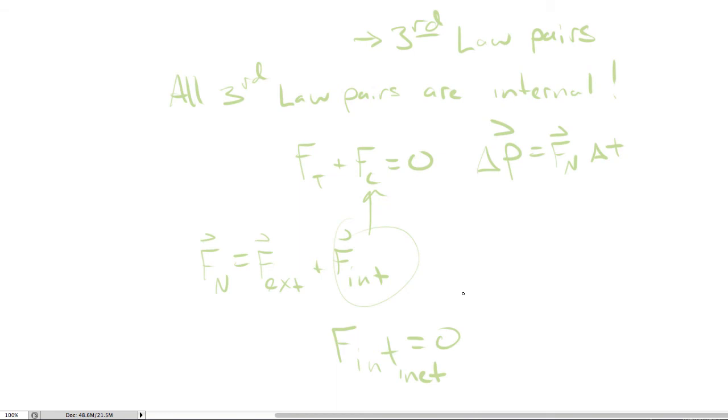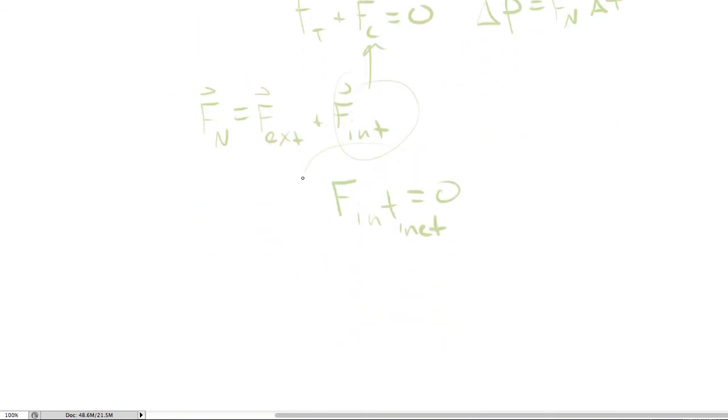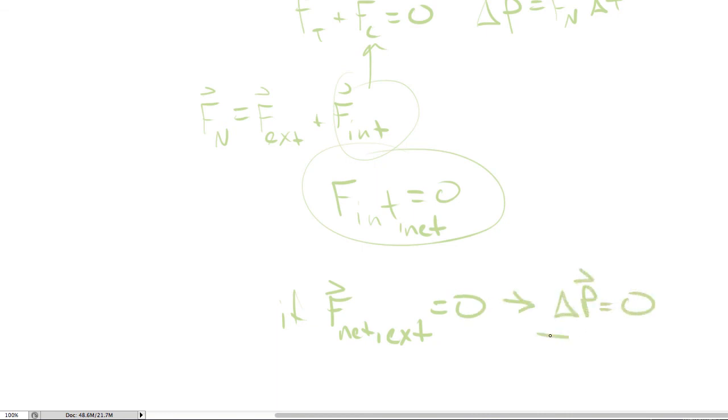And the reason that I'm spending a couple minutes talking about this is because we're dealing with collisions. We're dealing with two or three or more objects interacting with one another. And so there's going to be lots of these third law pairs. So it's important that you can recognize when, no, that is not an external force. I'm allowed to use conservation of momentum so that you can go about and solve your problems. So this is sort of the key, being able to recognize internal forces. These are always 0. If F net external is equal to 0, then I can say delta P is also equal to 0. Momentum is conserved.